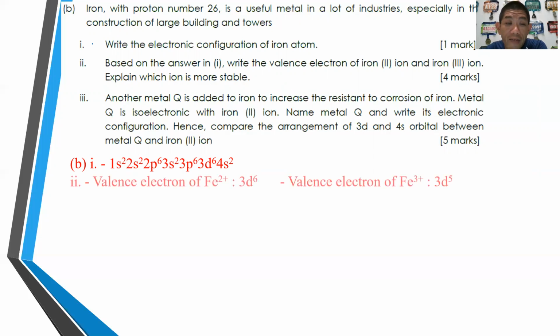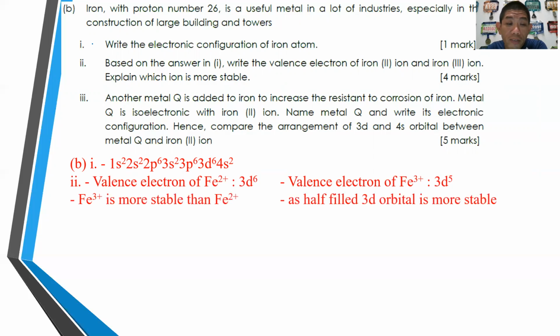So definitely iron 3. Iron 3 is going to be more stable. Why? Because it has a half-filled d orbital, which has extra stability.